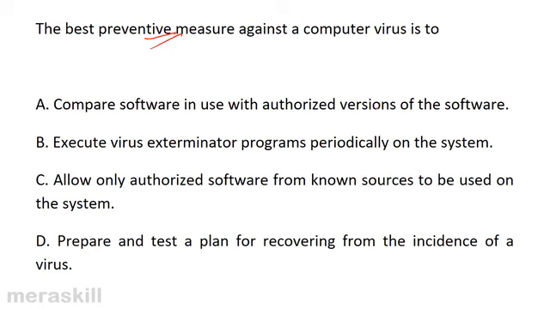The best preventive measure. Compare the software in use with authorized versions. Point of comparing. Execute the virus exterminator programs periodically on the system. So that means virus could have come in and then you are getting rid of the virus. That's not really preventive. Allow only authorized software. This is the best prevention you can do. Have only authorized software from known sources to be used in the system. Prepare and test a plan for recovering from the incidents. Again, this is not preventive. Yes or no? So the best preventive measure is to have only authorized software.